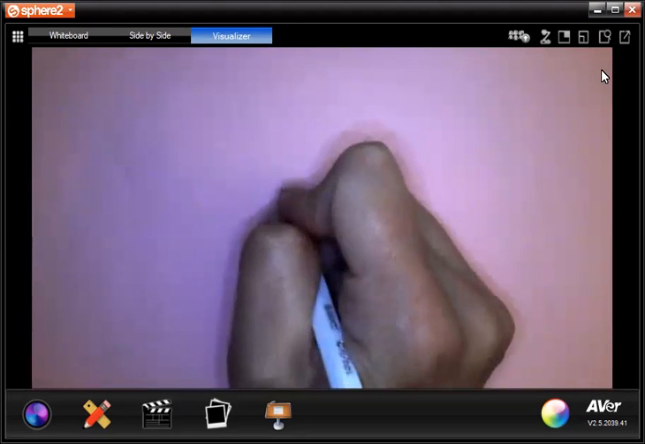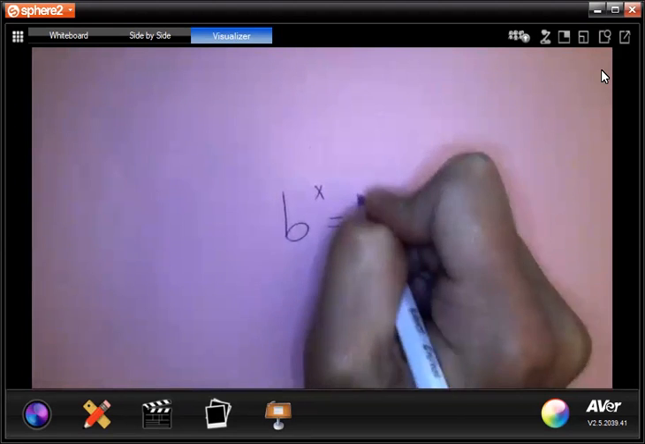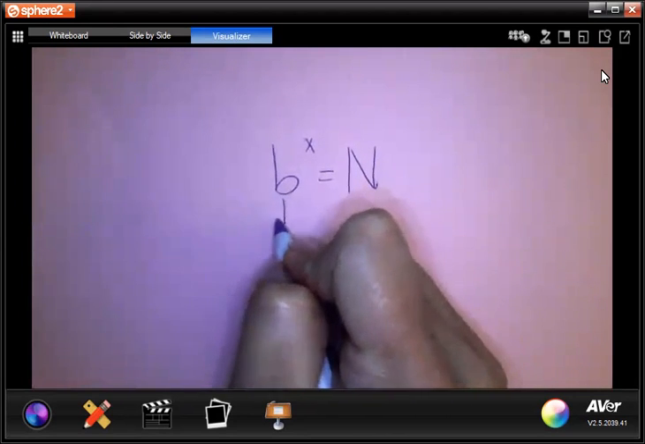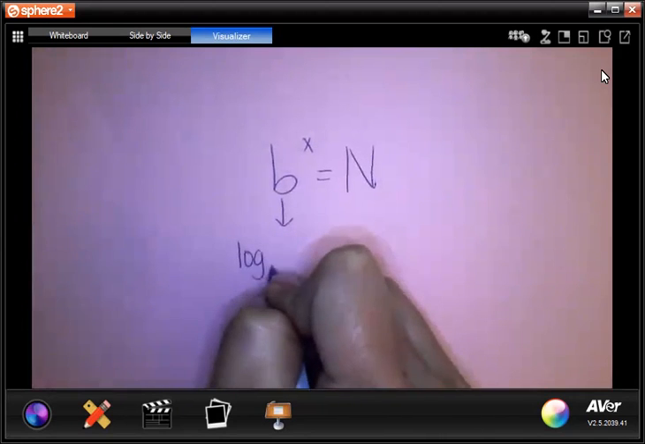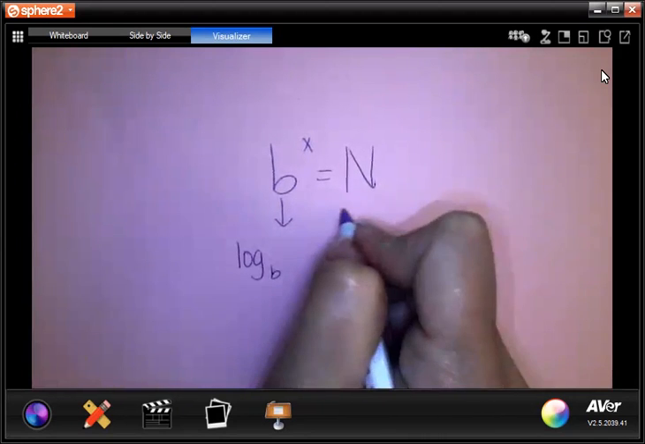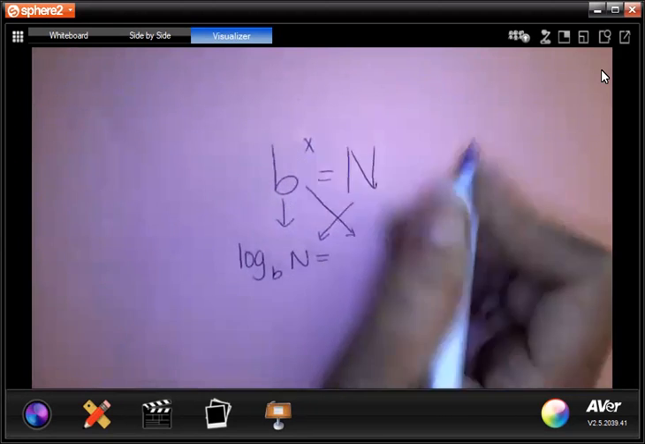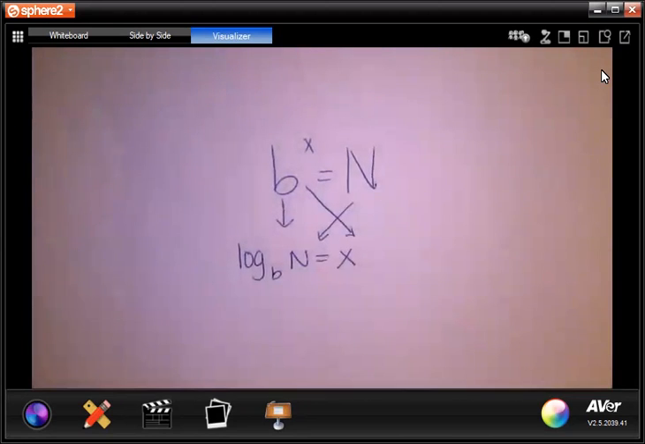All right, in order to go through our log lesson today, we are going to recall how to convert from an exponential to a log. So we said if we had an exponential, such as this one here, b to the x is equal to n, in order to convert this to a log, we drop the base. So we get log with a base of b, and then the n becomes the argument, and the x, which is my exponent, is free to become the answer.